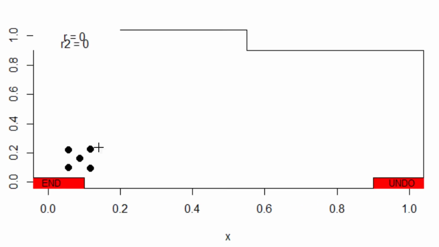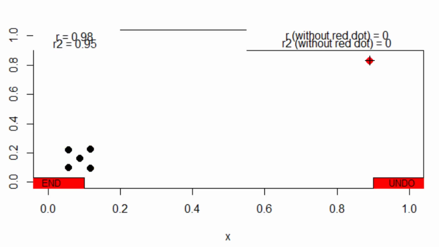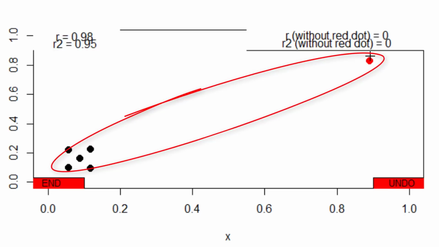Here we are with a correlation equal to 0. There is no correlation between these points. If we put a circle, it would be a perfect circle right here. But let's add in an extreme outlier. Now, all of a sudden, with this one extreme outlier, we have a correlation of 0.98.